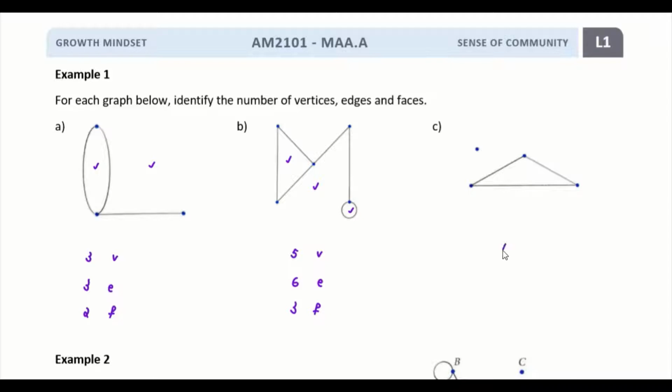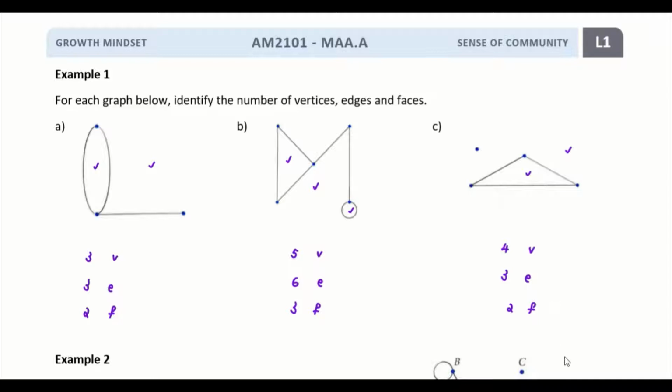Okay, and the last one, 1, 2, 3, 4. Don't forget, an isolated vertex is considered as one of the vertices as well. How many edges? 1, 2, 3. So 3 edges. Faces, then you have inside and also outside. So 2 faces.